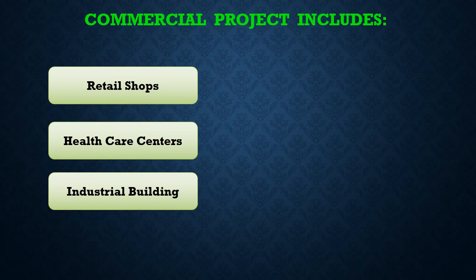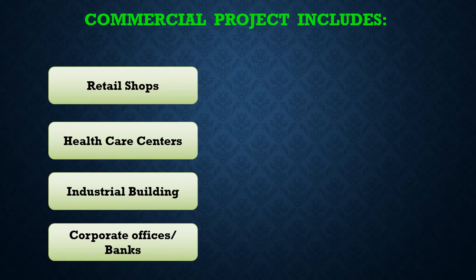Next is the industrial building, in which the manufacturing units like industries or factories come under this category. All the types of export and import agencies come under this category.